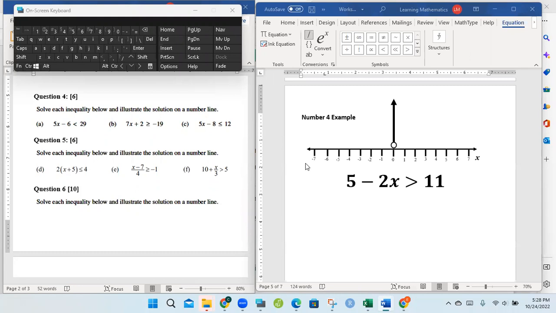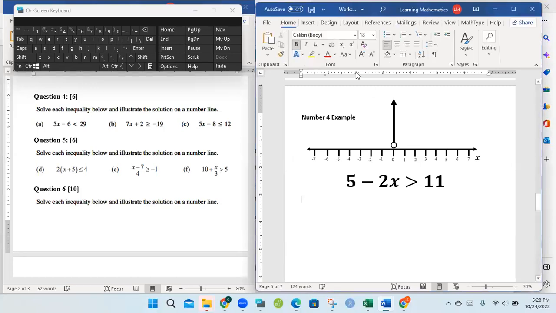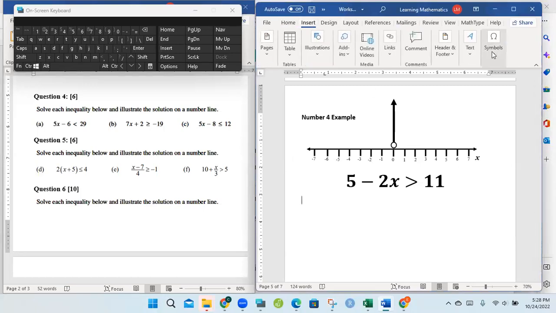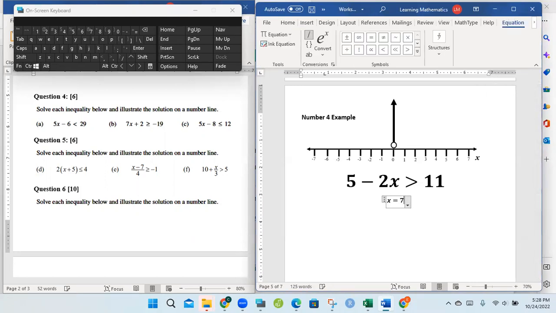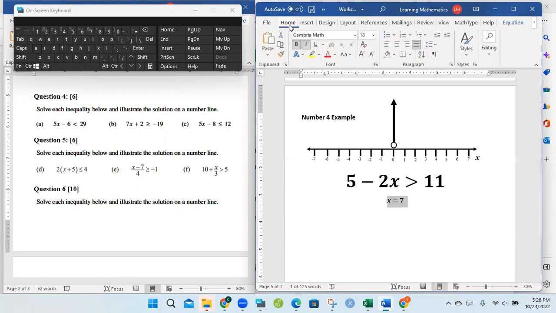So whenever you see x is equal to, for example, you have a situation whereby you have x is equal to 7. Apart from saying x, in that case, you'll see there is a number, which is 7.